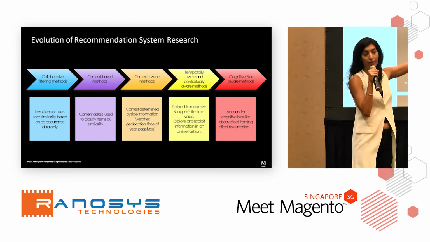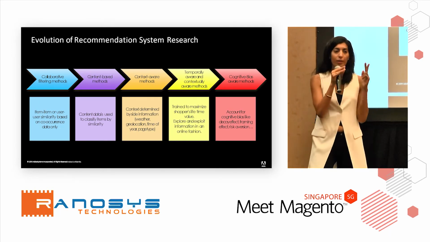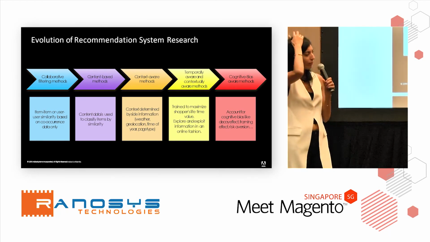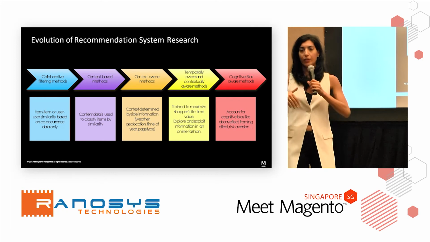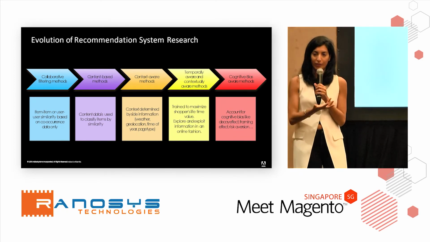Context-aware methods are methods that take into account things like what time of the year it is, what the weather is today, things around where it is deployed, in what region. So it also needs that metadata to understand the context.